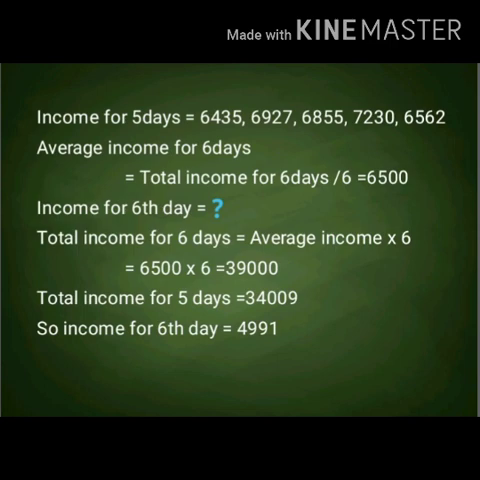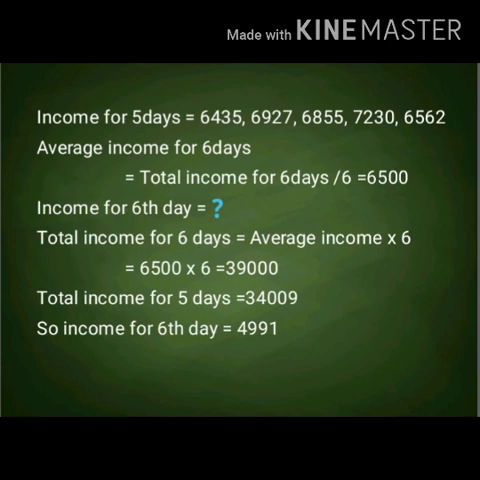Here the income for 5 days is given in the question, and the average income for 6 days, total income for 6 days divided by 6, is 6,500. We want to find the income for the 6th day. The total income for 6 days we can find by multiplying the average income by 6, that is 6,500 into 6, that is 39,000. The total income for 5 days we get by adding those 5 values, that is 34,009.